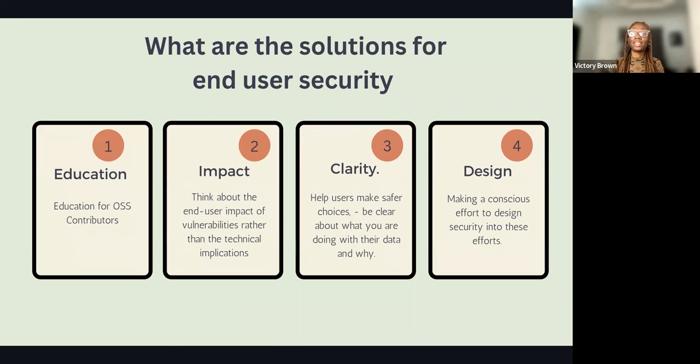And also, finally, making a conscious effort to design security into these efforts that you've put into building security, right? So let design be front and center of your process. This means that you have a UX researcher, you have a UX designer, you have a UX writer, all of these people that communicate firsthand with users and contributors in your community. So these are all very important solutions that you can start working towards to improve OSS security in any project or any community that you contribute to.